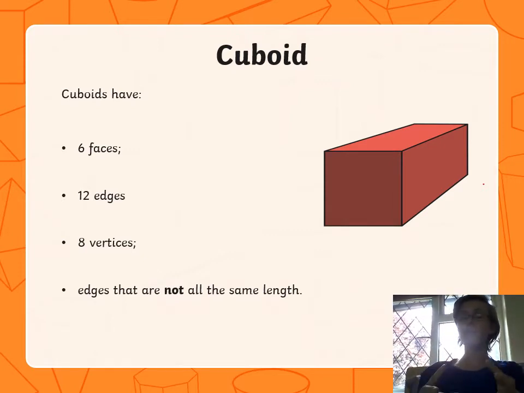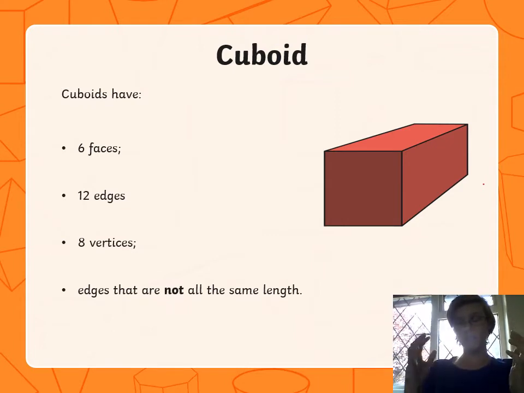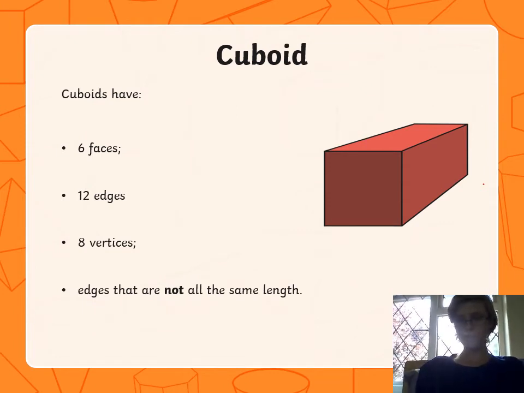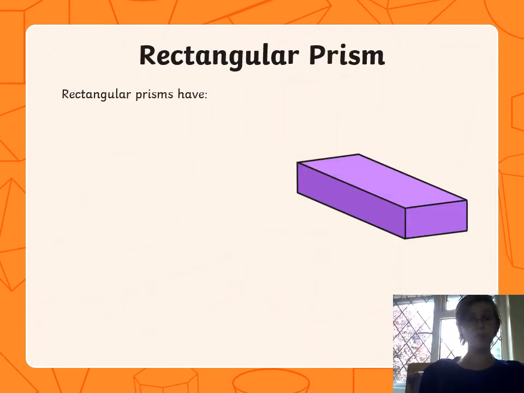But on a cuboid, not all of the faces and not all of the edges are the same length because we've got rectangles and squares. Fun fact! It's basically a stretched cube.